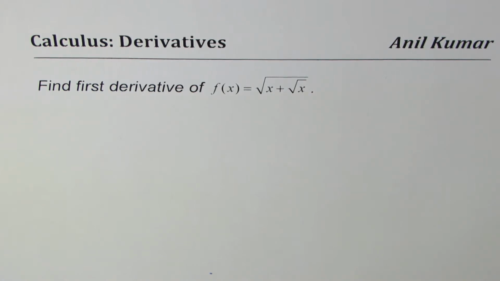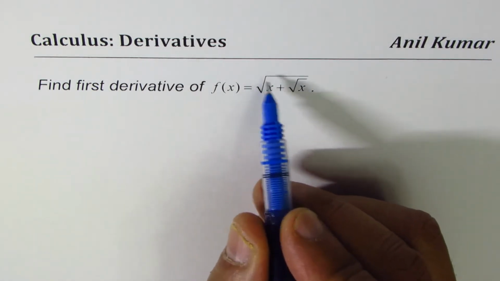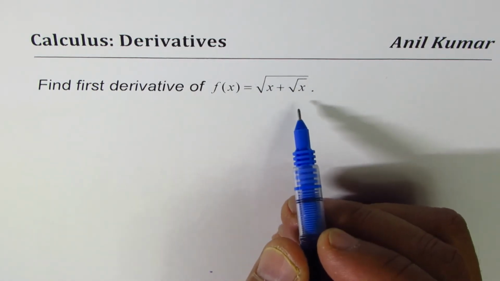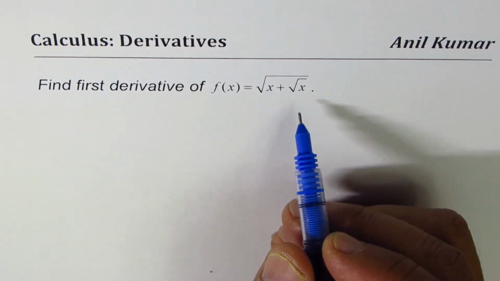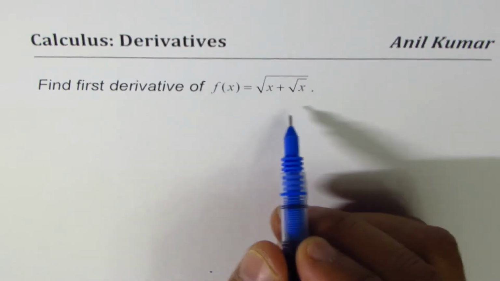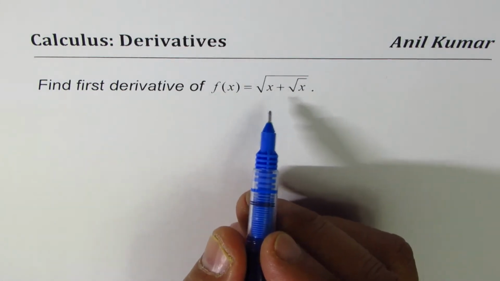It is on chain rule for finding derivatives. The question is, find first derivative of f of x equal to square root of x plus square root of x. You see, within the square root, we have another square root. So it's a composite function, right? Now, we can find derivative of such functions using chain rule. So let me explain you step by step.